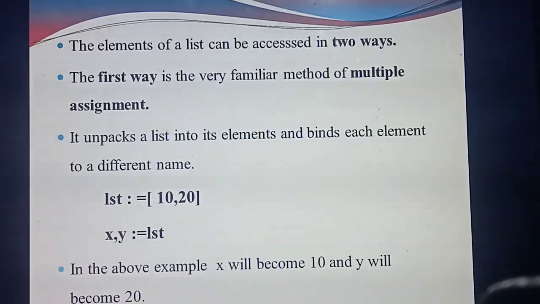Okay, so see this example. What's the first thing? LST equal to 10, 20. So what is LST? The name of the list. So inside the list how many elements are there totally? 2. What are they? 10, 20. See the next line. So you are going to assign 2 different names. What are the names? x, y. So that means the 2 elements are there, and you are going to assign 2 different names for those elements. So the value of x becomes 10 now. The value of y becomes 20. Understood the first method? Okay.